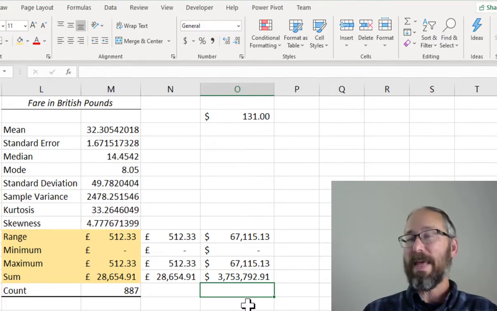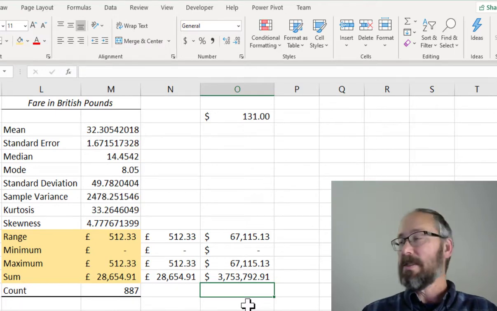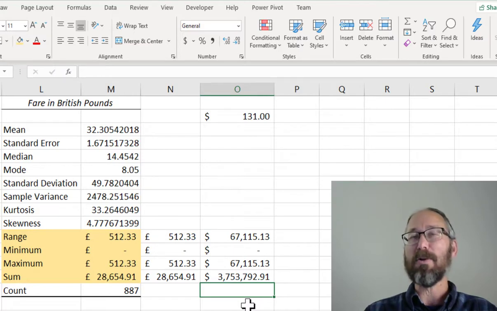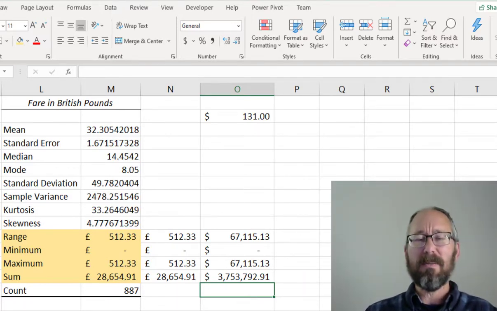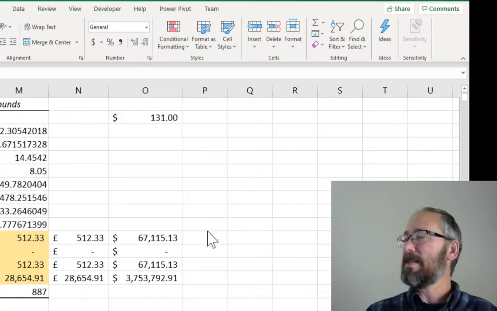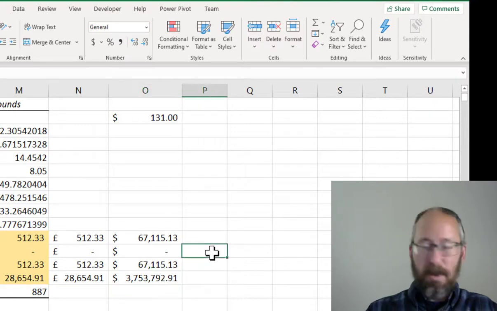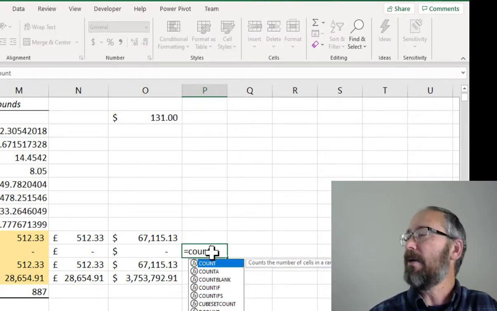Wow, they brought in 3.7 million in today's dollars. Someone paid $67,000 for a ticket, and someone paid nothing for a ticket. Now, I assume their experience was quite a bit different from one another as far as what they had access to. This leads me to the question, well, how many people paid nothing, and how many people paid $67,000? So this is where I can use my COUNTIF.